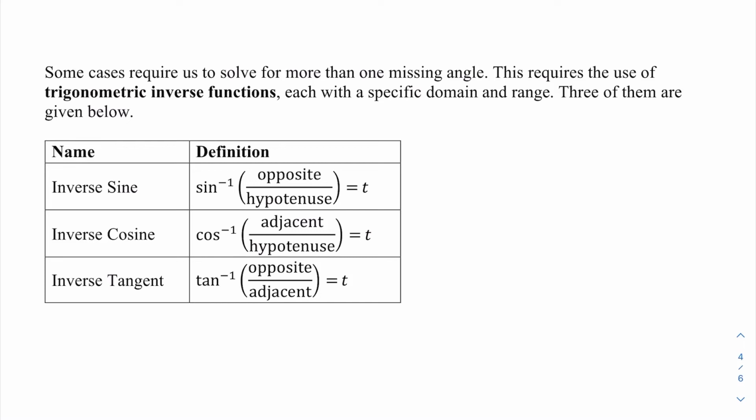Sometimes when we're solving a triangle, we have more than one missing angle. And this requires the use of trigonometric inverse functions in order to completely solve the triangle. Each of these functions has its own domain and range.